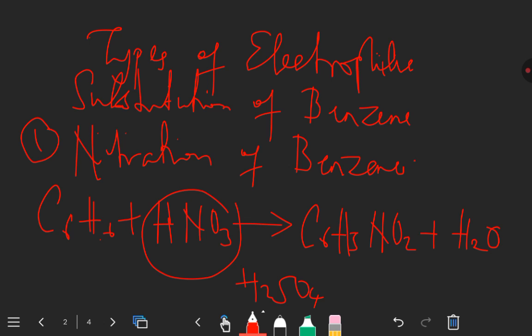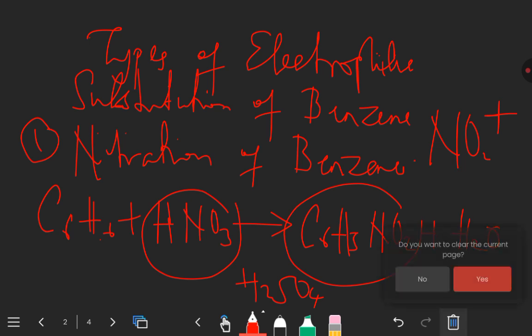Once the water leaves, we are able to form NO2+, which is an electrophile in this process of nitration. Then this electrophile which is formed, since it is our main interest in this reaction, is able to react with the benzene, thereby forming this compound, which is benzene attached to a nitro group. So this is the general reaction which takes place.